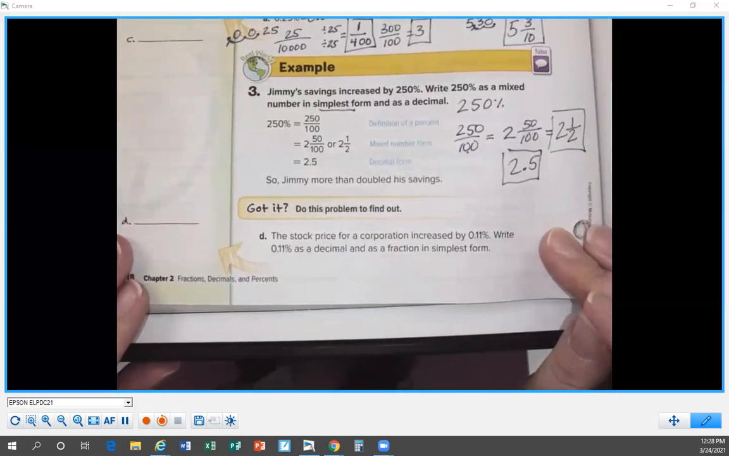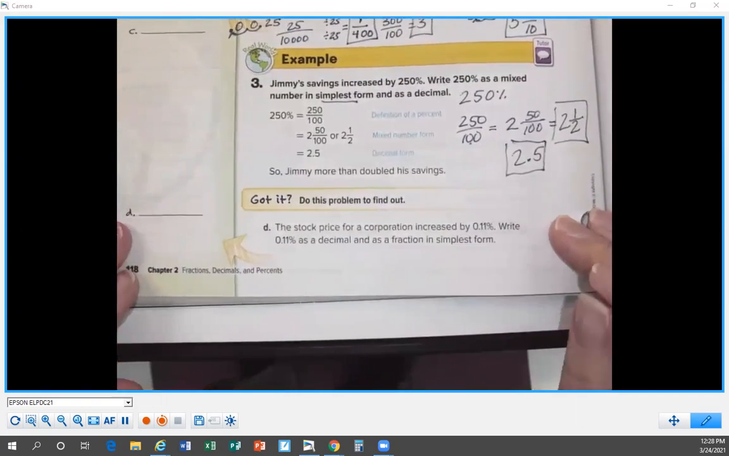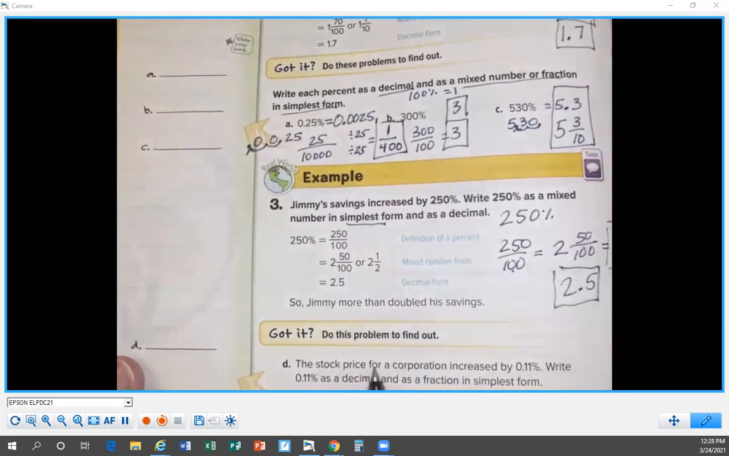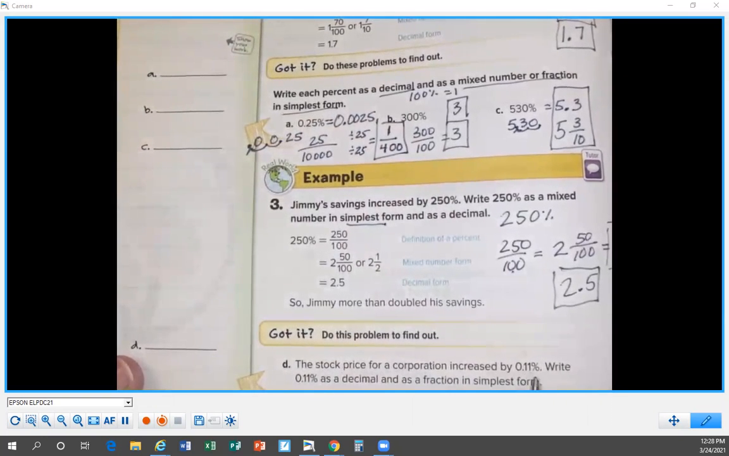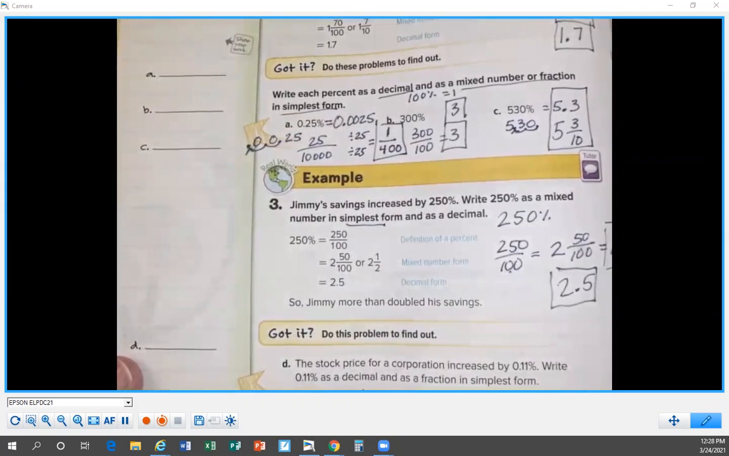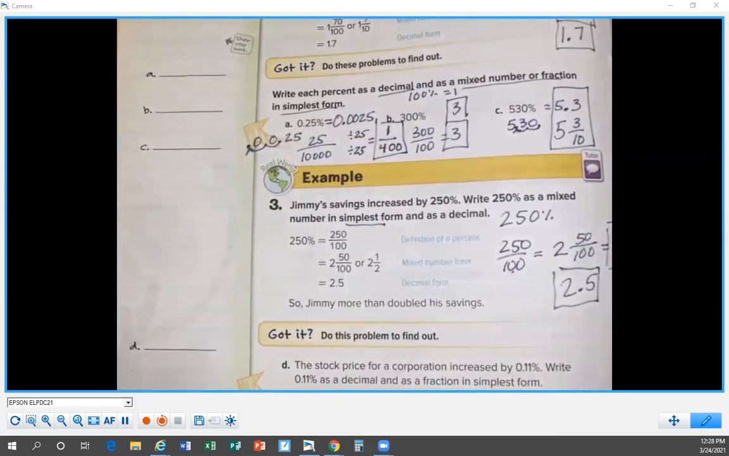The stock price for a corporation increased by 0.11%. Write 0.11% as a percent as a decimal and as a fraction in simplest form.